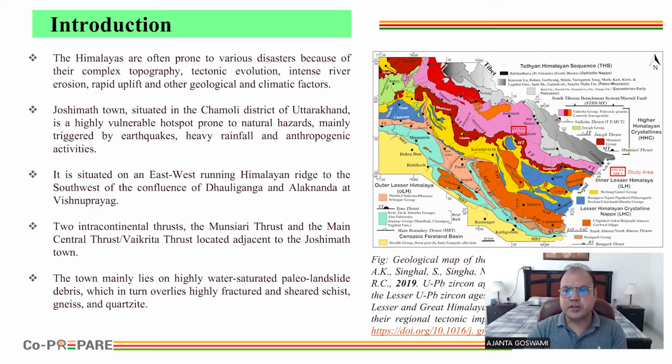Starting with the introduction, here I have used one recent geological map of the Joshimath area, after Mukherjee et al., published in Gondwana Research. Here you can see clearly where Joshimath is located, next to the Munshiari Thrust as well as the Vaikrita Thrust. Joshimath town is situated in Chamoli district of Uttarakhand, India.